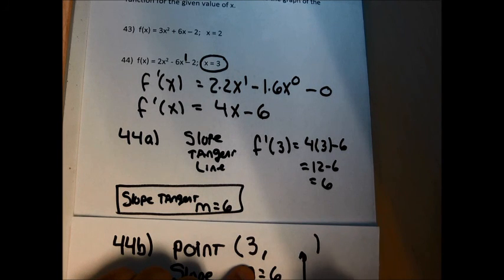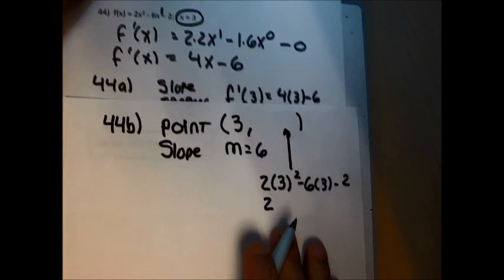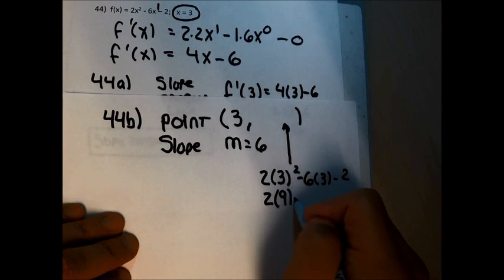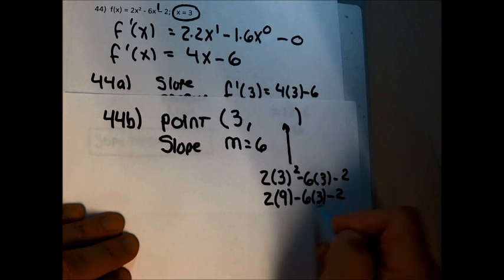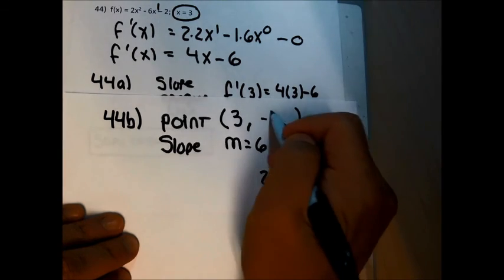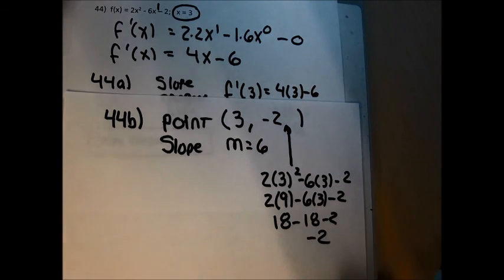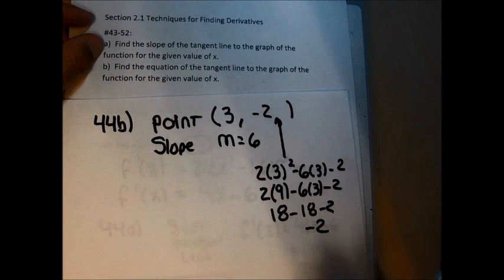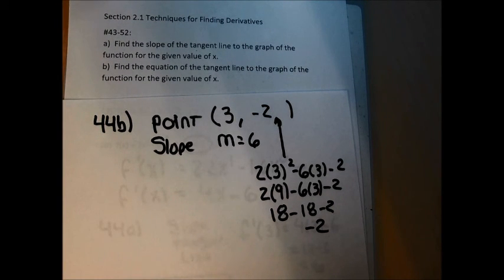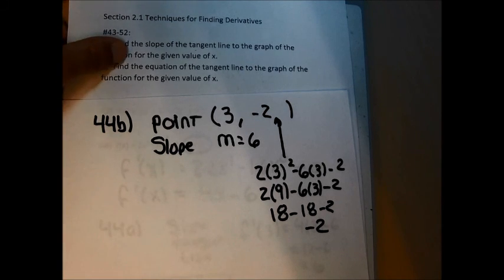I'm going to go 2 times 3 squared minus 6 times 3 minus 2, which is going to be 2 times 9 minus 6 times 3 minus 2, which is 18 minus 18 minus 2, which is minus 2. So in part 44b, where I'm asked to find an equation for a tangent line, I need both a point and a slope, and I was only given the x-coordinate of the point. I got the slope by plugging the x-coordinate of that point into the derivative. I got the y-coordinate of the point by plugging the x-coordinate into the original function.